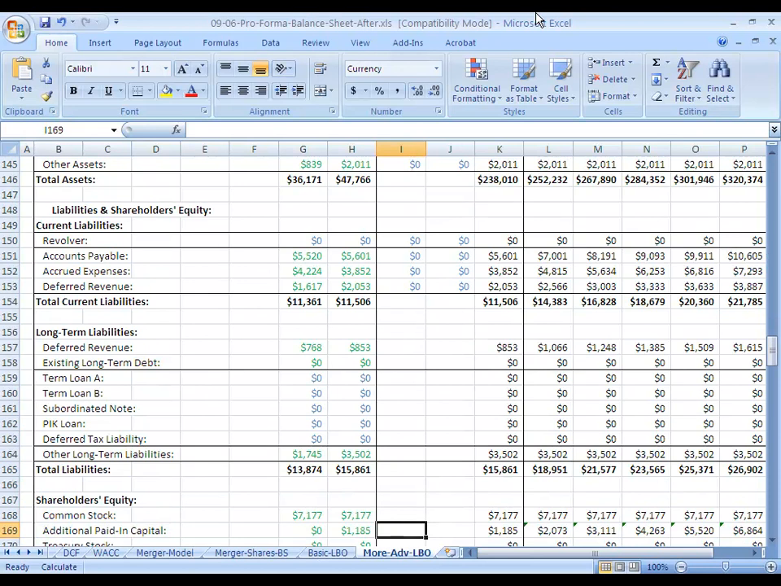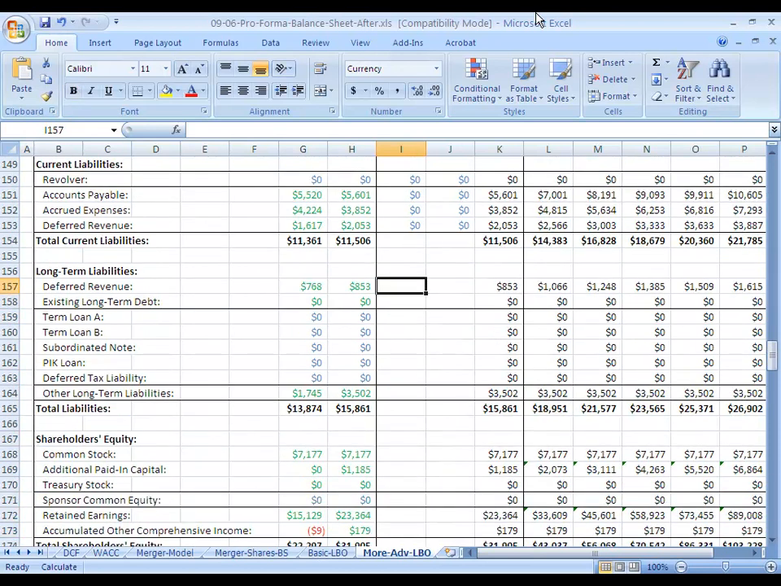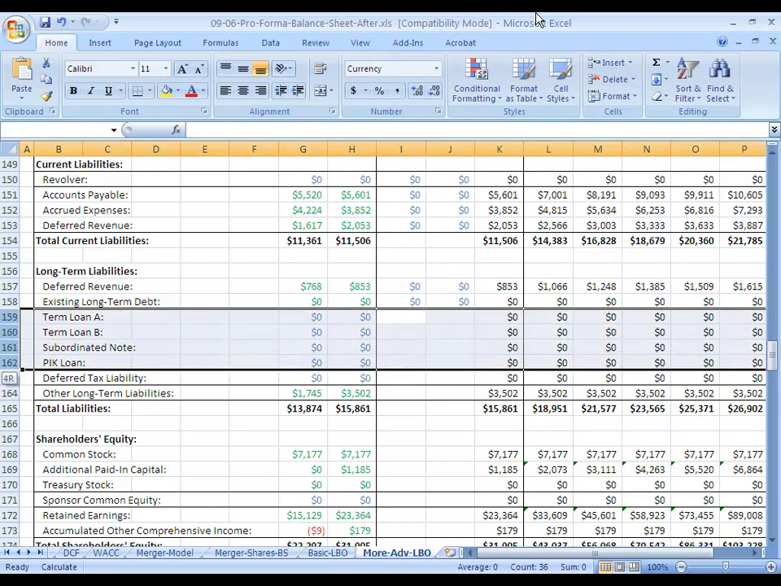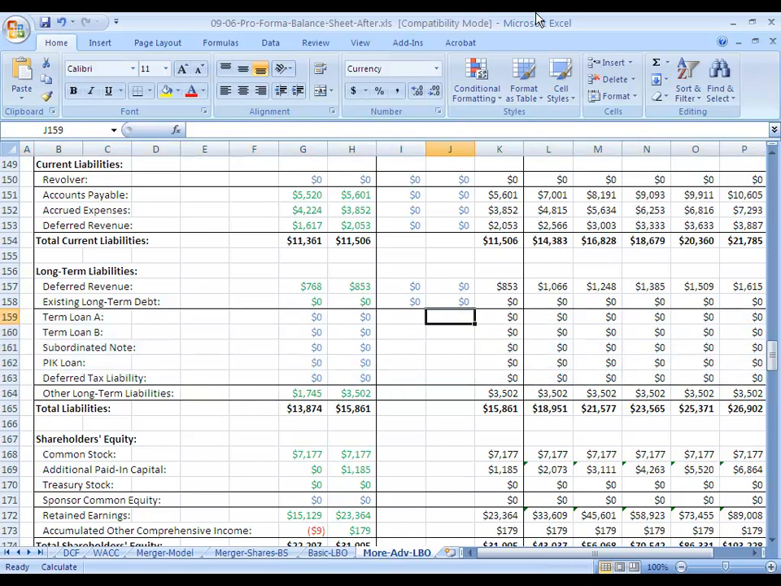Moving on to long-term liabilities. So for deferred revenue, we're going to say 0 for both of these, and there's just no reason to change this, so we're going to keep this at 0. For existing long-term debt, once again, this does not change at all. It's 0 to begin with, so I'm going to keep it at 0. Now for the term loans, subordinated notes, PIK loans, and deferred tax liabilities. So these are all going to change, and they are going to increase in this case. If you forget which column we should be modifying, just go to this formula. We see that once again, in this case, for the liability side in the balance sheet, we subtract debits and add credits. So that's what we're going to be doing here.